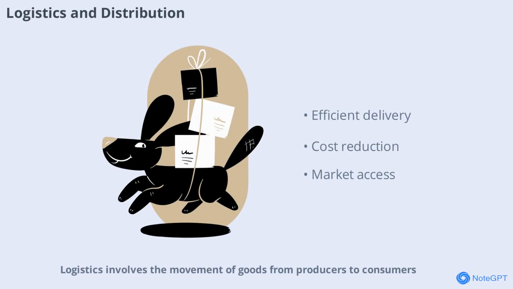Logistics involves the movement of goods from producers to consumers. Efficient logistics systems reduce costs, speed up delivery, and ensure products reach customers in good condition. Distribution networks are a vital part of the production process, connecting businesses with markets around the world. Finally, let's summarize the key points about the factors of production.